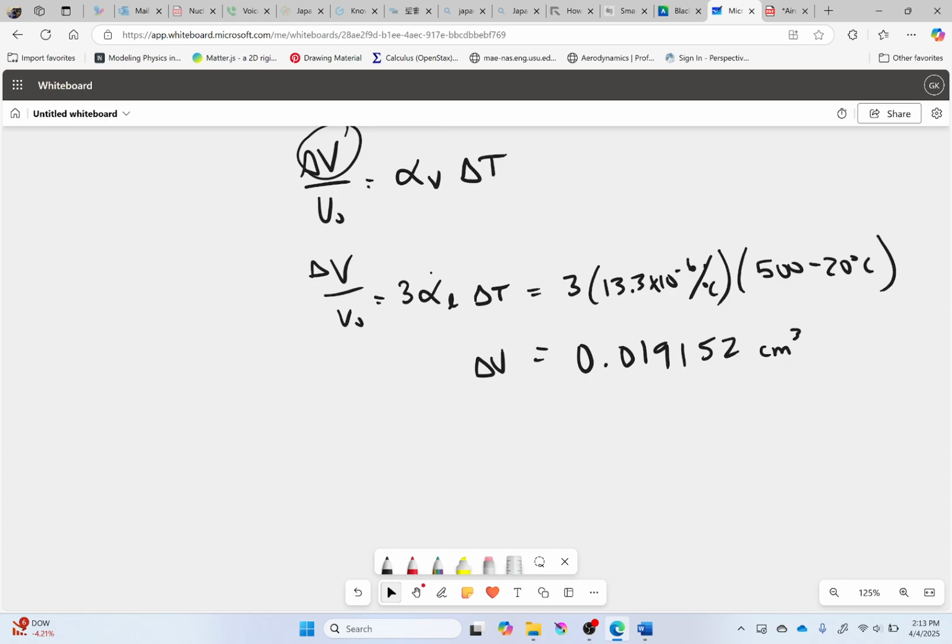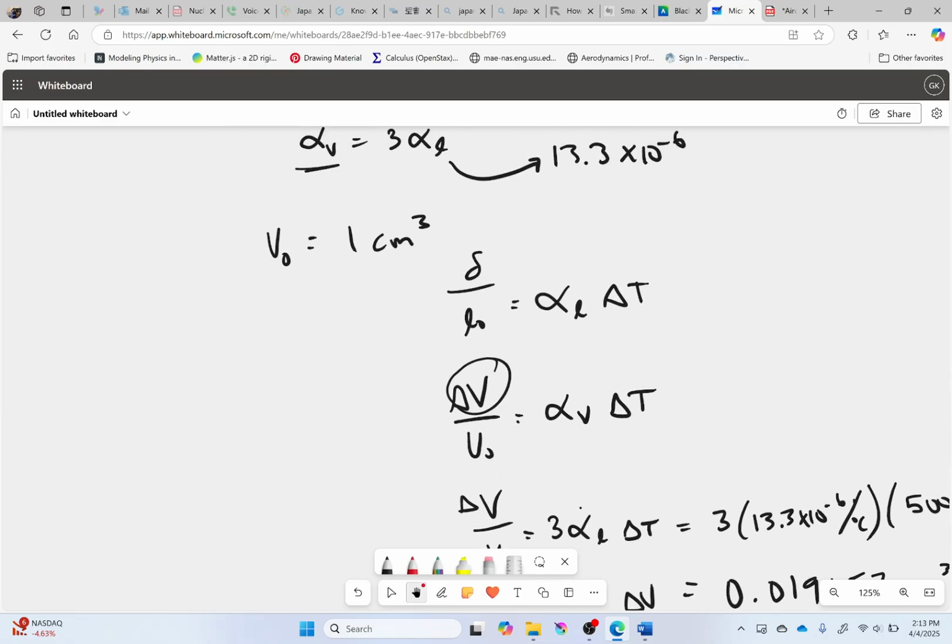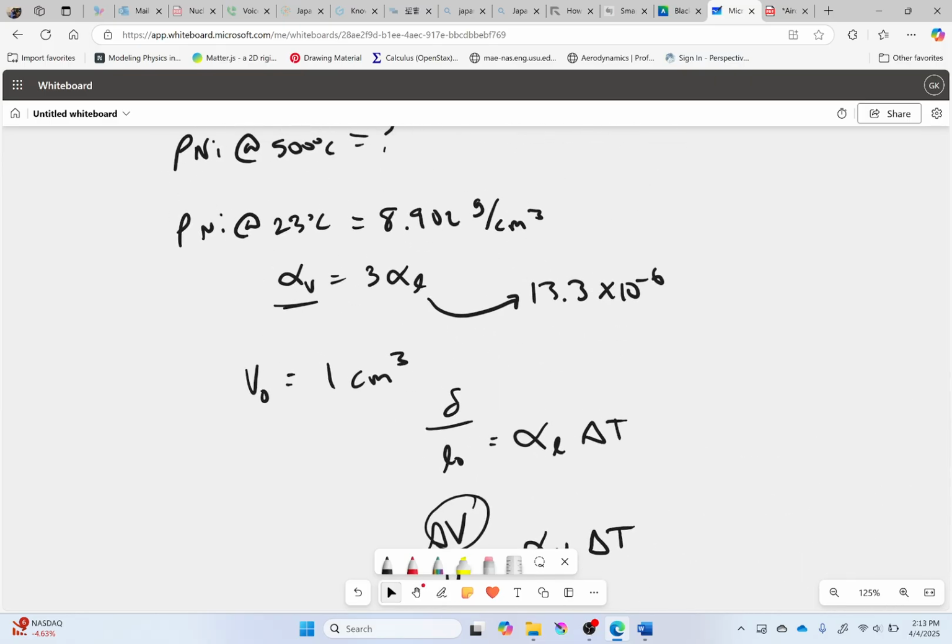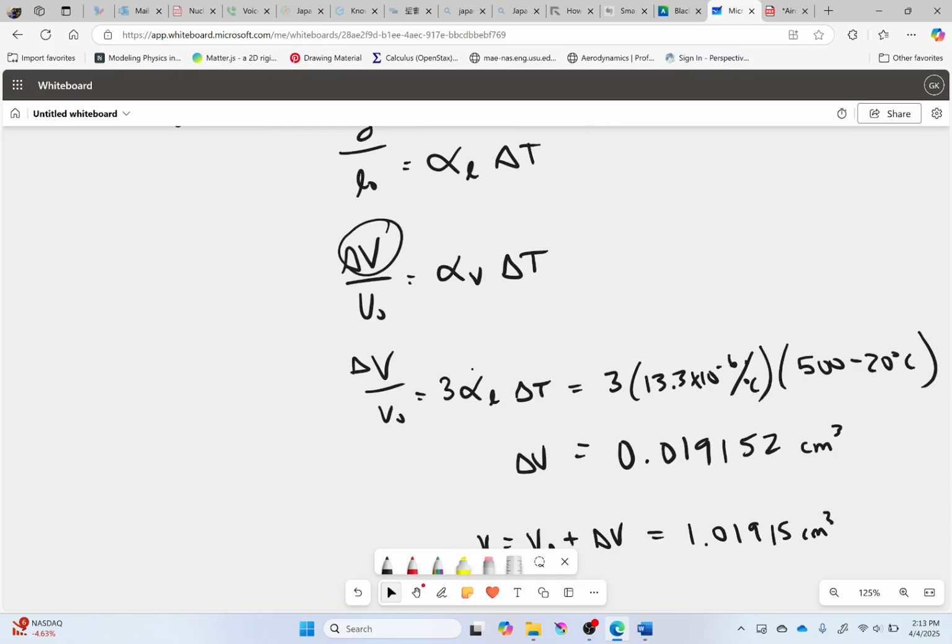So then what's my final volume? Well, my final volume is going to be equal to my initial volume plus this change in volume. And so my final volume will be equal to 1.01915 centimeters cubed. The reason I chose a centimeter cubed for my initial volume is because what's in the bottom of our units for density is a centimeter cubed. So I can just easily tell how much mass will be there, and I can easily compare these values.